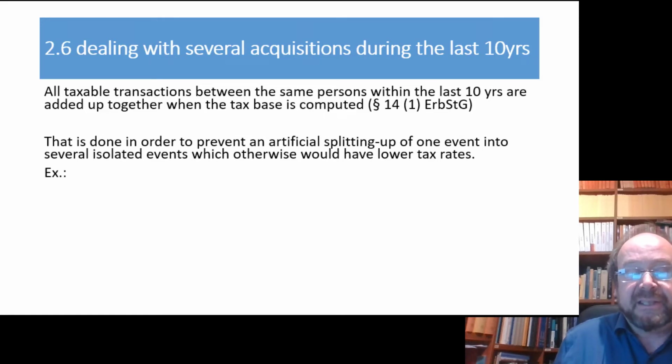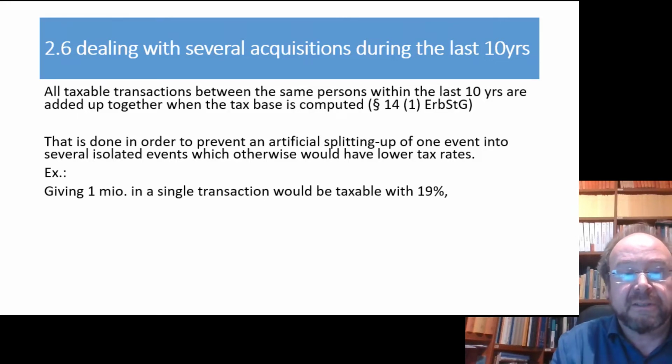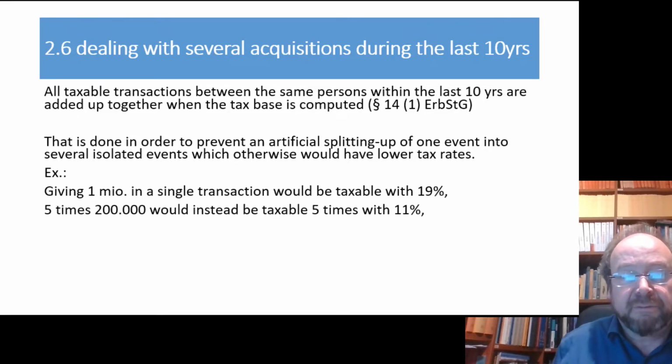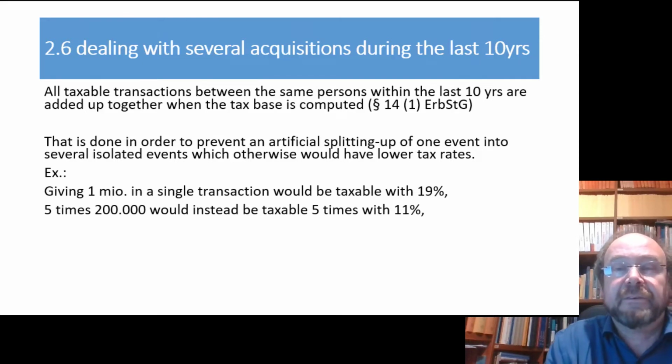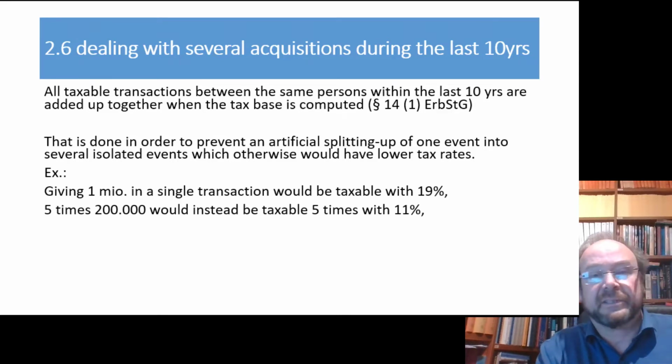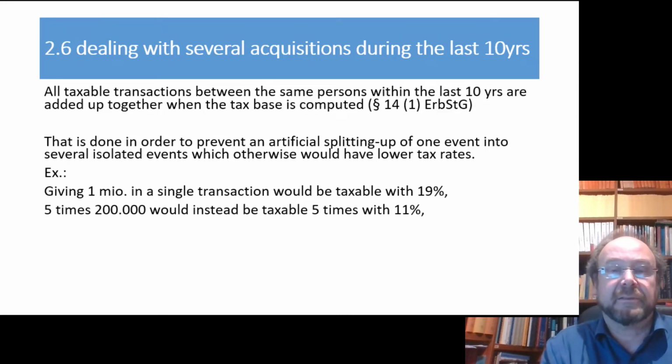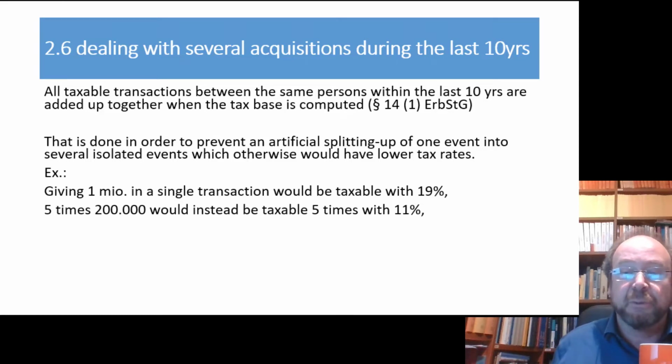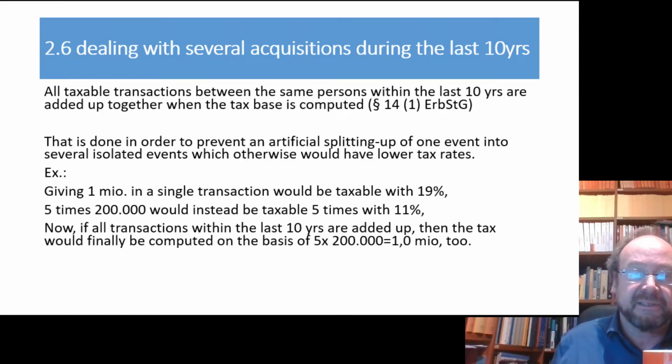You can directly see what would happen otherwise. Imagine you have 1 million in a single transaction, that would cost 19%. Now, if you had instead 5 transactions, each year 200,000, then you would get off 5 times with 11%. So you would, just by splitting up into several single transactions, avoid a tax amount of 8%, which would be great.